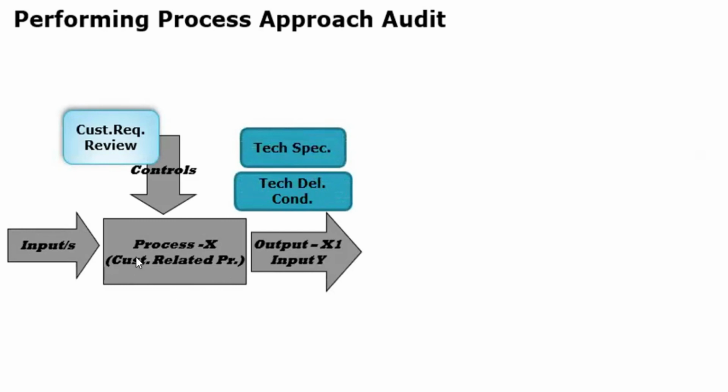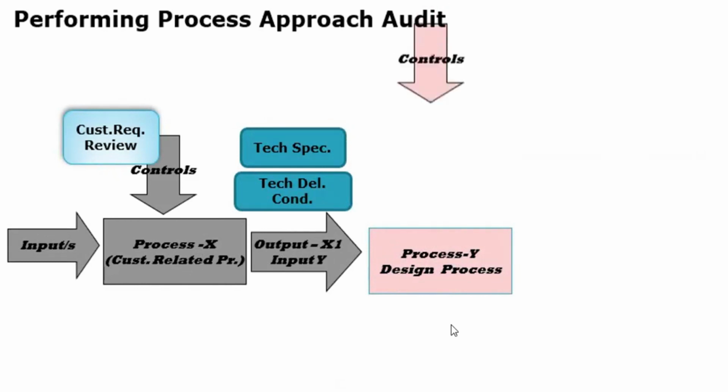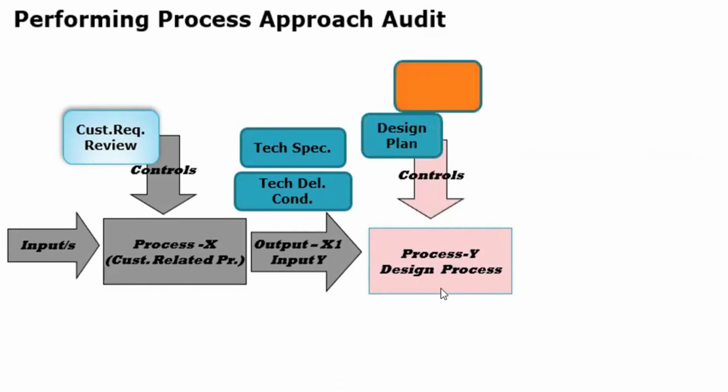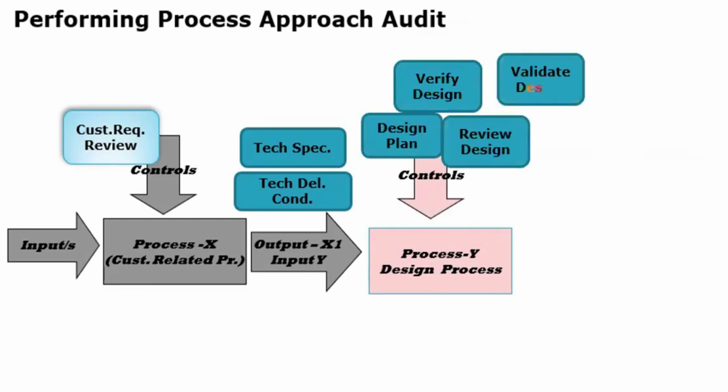So contract, customer related process, input, there are the controls. The output from the customer related process is technical specification, technical delivery condition. Those things are coming from requirement review. All right. These go to input for design. Without this input, you cannot do design. Correct? For design also, you have got controls, which is design plan, design verification, design review, all those controls you remember. Right? Validation, these are all controls.